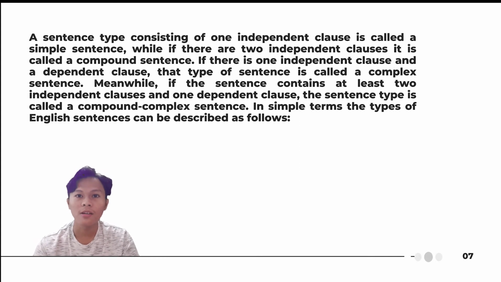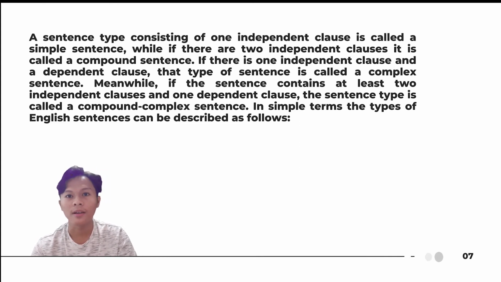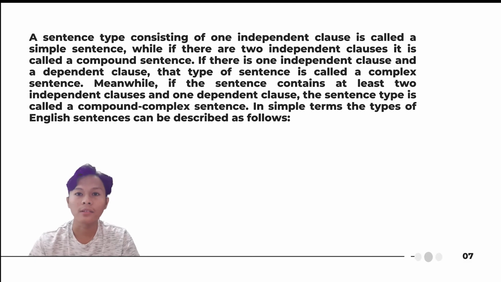A sentence type consisting of one independent clause is called a simple sentence, while if there are two independent clauses it is called a compound sentence. If there is one independent clause and a dependent clause, that type of sentence is called a complex sentence. Meanwhile, if the sentence contains at least two independent clauses and one dependent clause, the sentence type is called a compound-complex sentence.